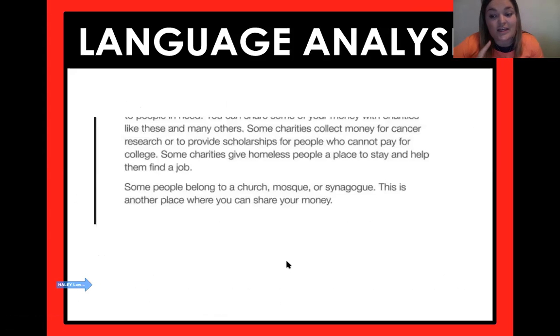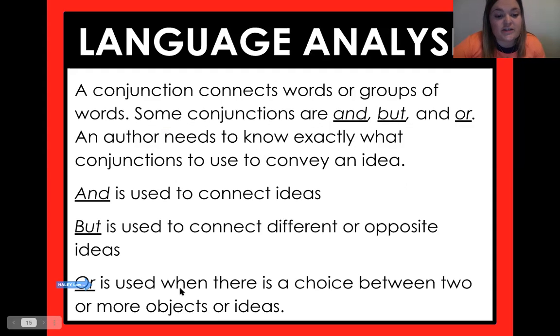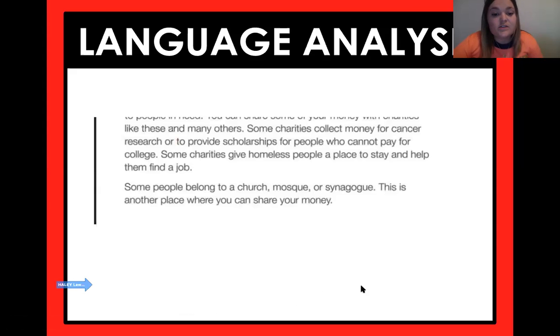So let's look at this example from the text. Can you find one of those conjunctions? And, but, or? Right there, I found or, right? So some charities collect money for cancer research or to provide scholarships for people who cannot pay for college. So we just learned that it is used when there is a choice. So they're either doing this or they're doing that. They're saving money to help people go to college or they're helping people that are sick.